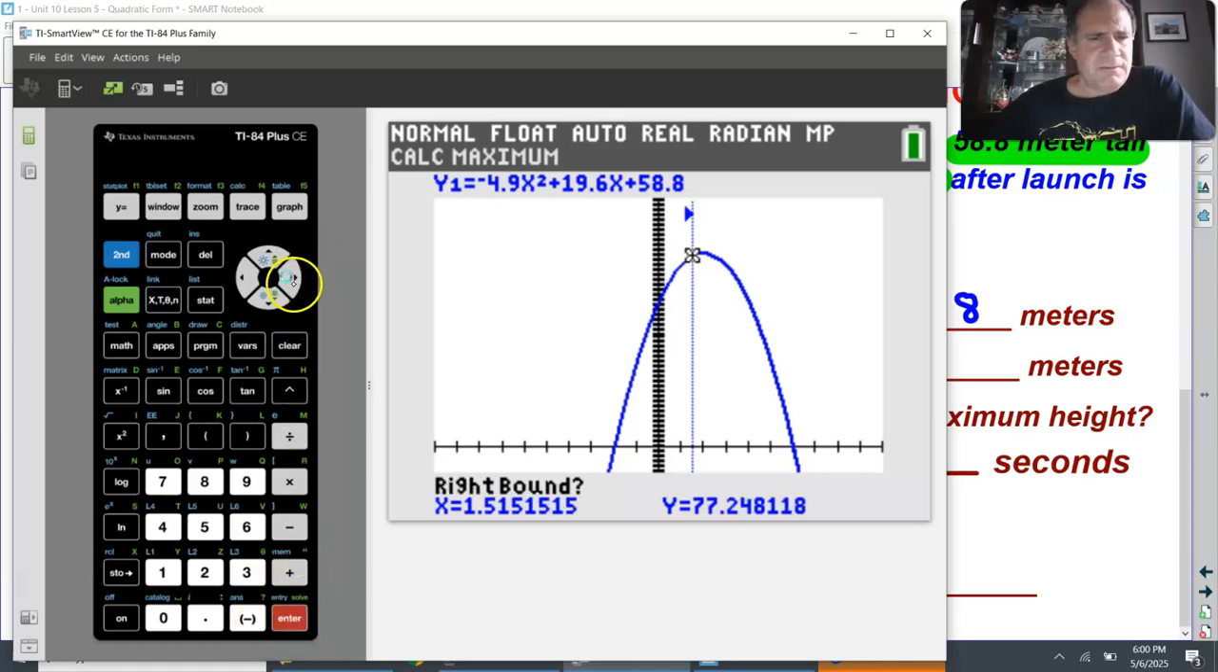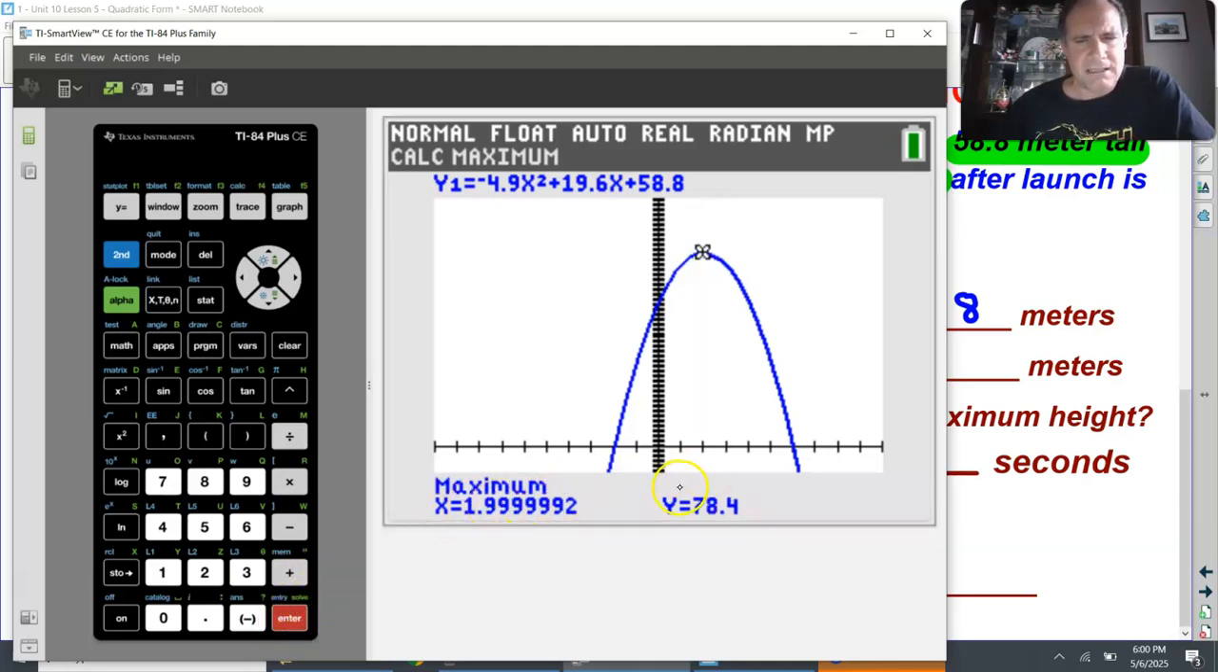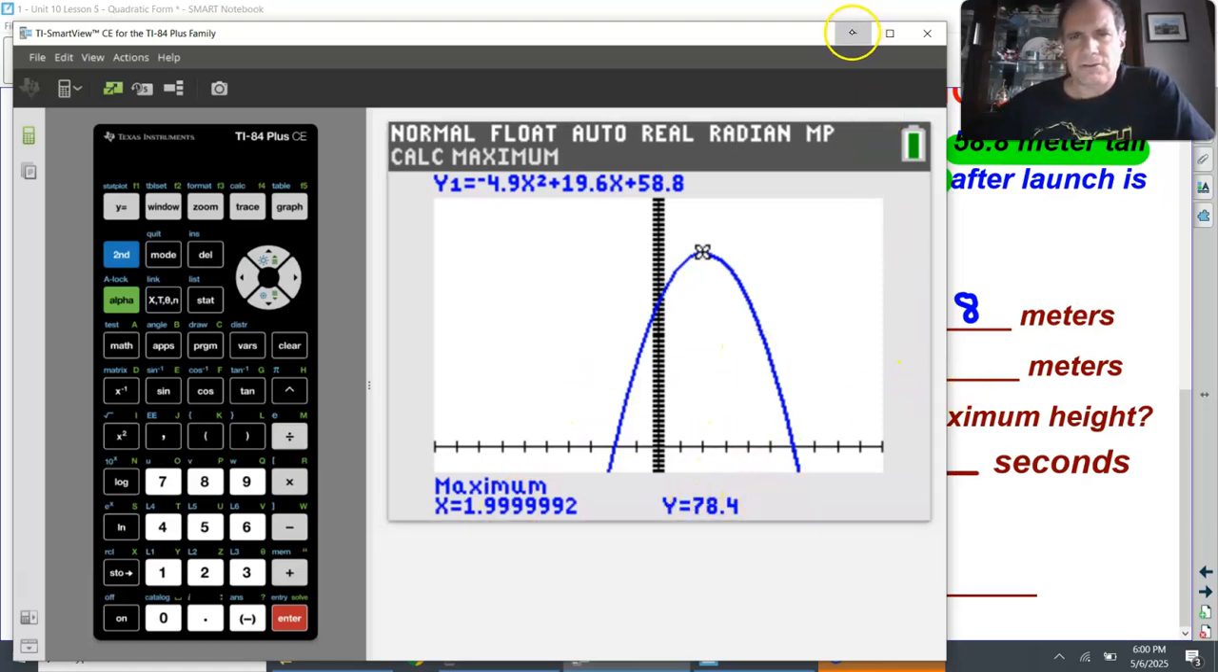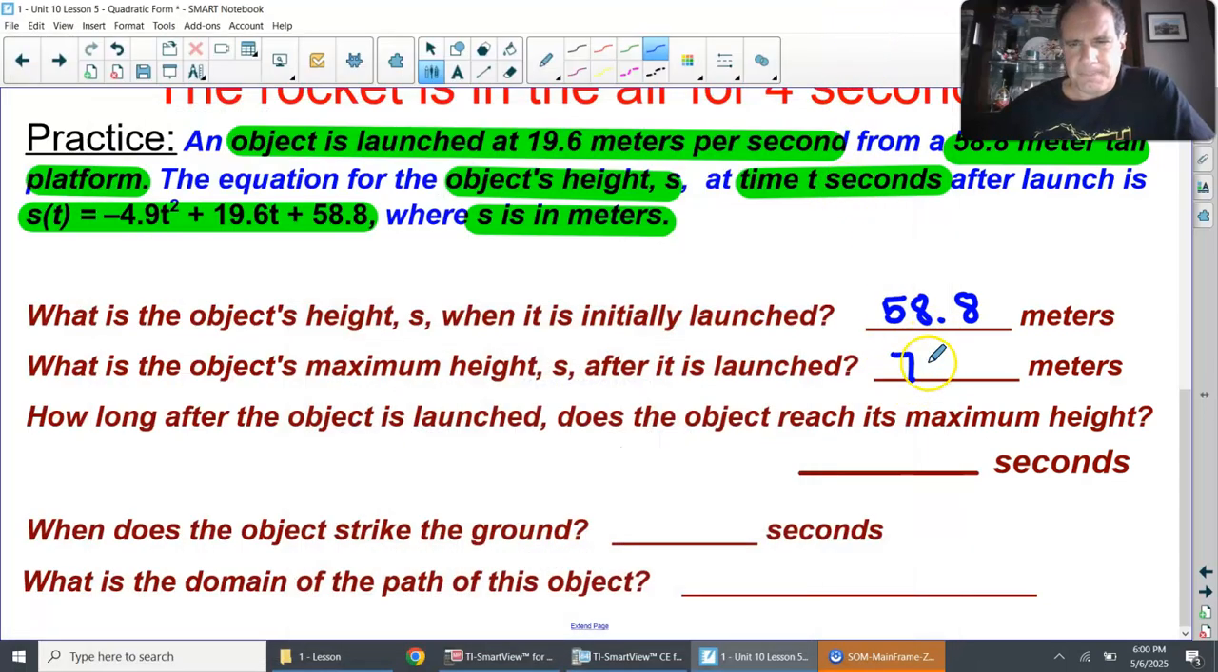I'm going to press enter. And then I'm going to press to the right where it goes over the maximum. And I'm going to press enter again. And then I'm going to press enter one more time. The maximum height is the Y, not the X. So it is not the X. So this is 78.4 meters in height. That's the maximum height. And that's it.